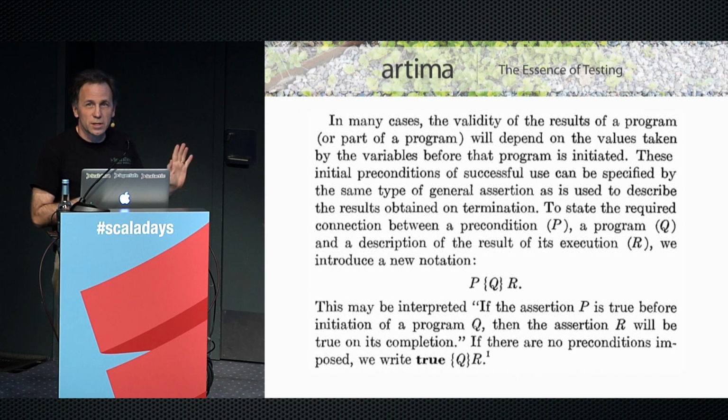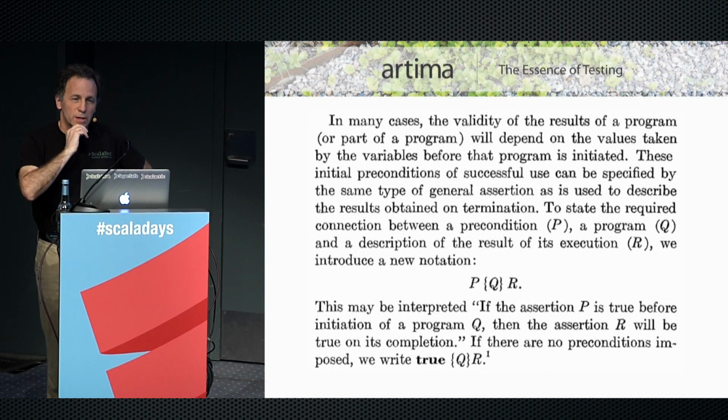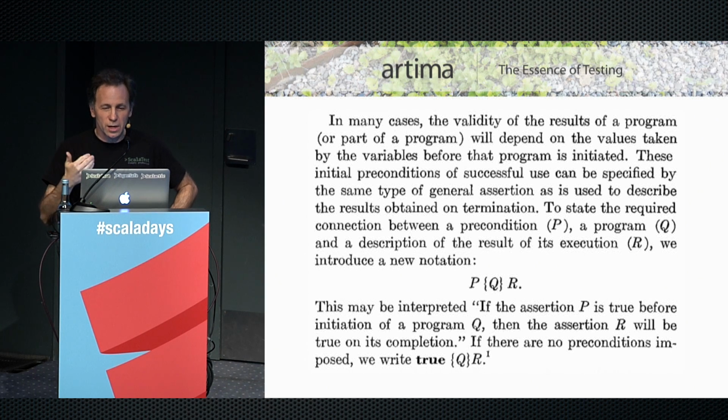The second piece is he said that it's not just at the end of this bit of code that you would make an assertion about variables, but also at the beginning. He said in many cases, the validity of the results of a program or part of a program will depend on the values taken by the variables before the program is initiated. And he called these preconditions, so that's where that word came from. These initial preconditions of successful use can be specified by the same type of general assertion as is used to describe the results obtained on termination.